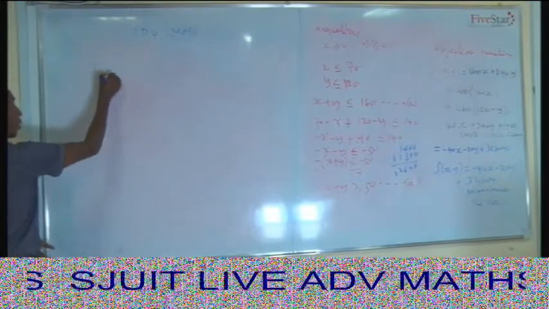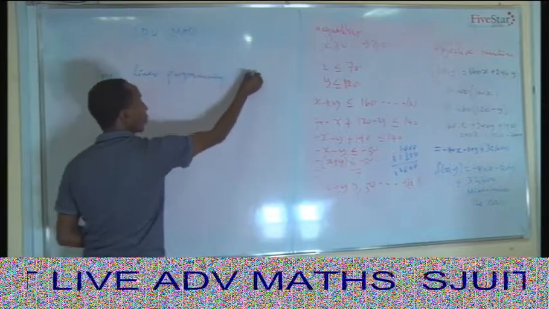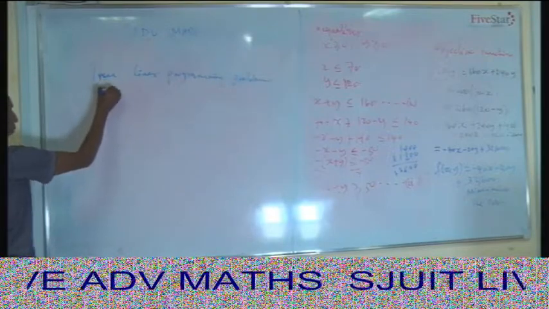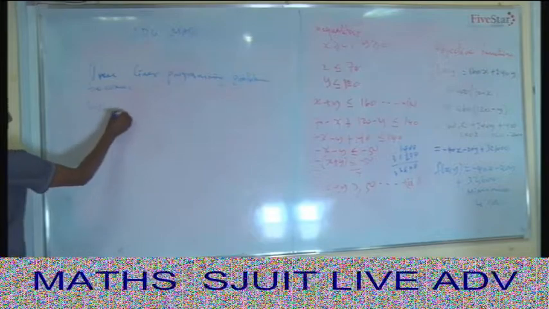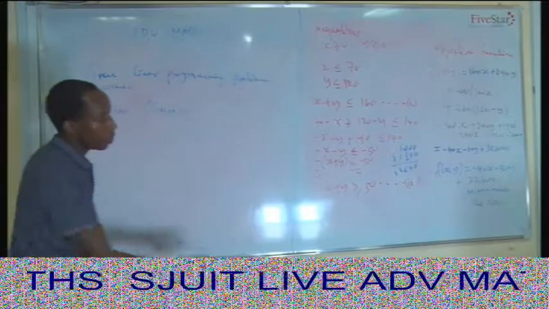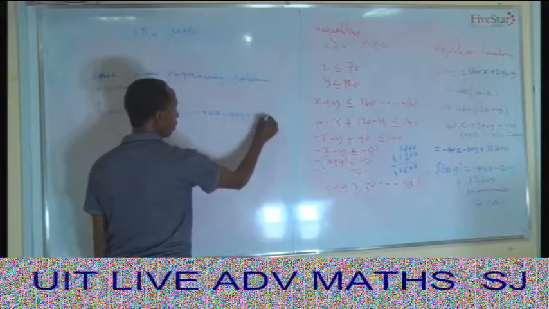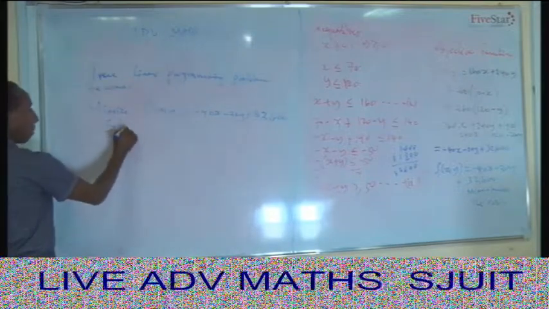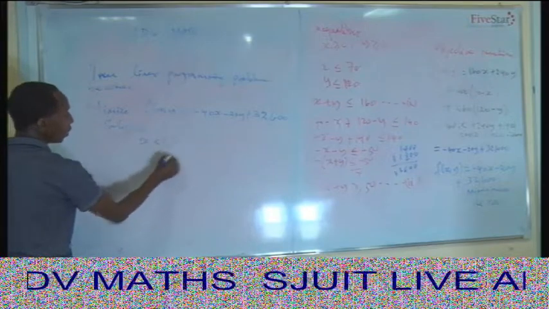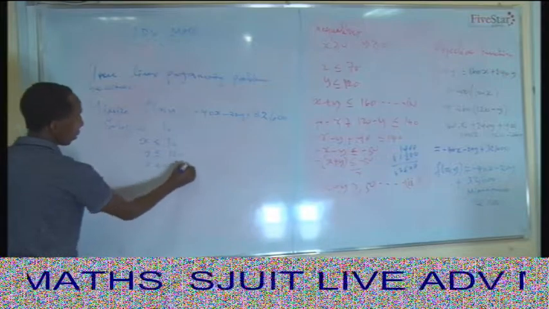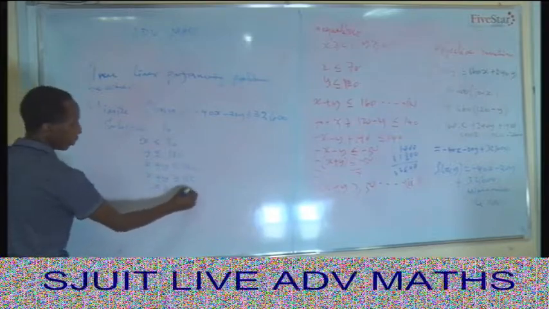The linear programming problem now becomes: minimize the objective function f of x comma y, which we have obtained as negative 40x minus 20y plus 32,600, subject to the constraints x less or equal to 70, y less or equal to 120, x plus y less or equal to 160, and the last inequality, x plus y greater or equal to 50, together with the non-negativity constraints, which are x greater or equal to 0 and y greater or equal to 0.